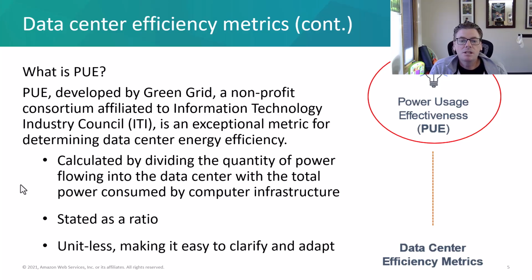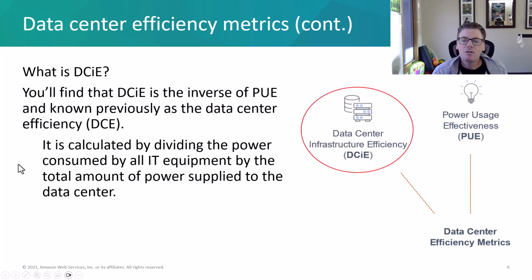All right, so the power utilization effectiveness is developed by a nonprofit. It's calculated by dividing the quantity of the power flowing into the data center by the total power consumed by the infrastructure, and it's stated as a ratio. It's easy to look at, it's easy to clarify and adapt, and it's easy for you to compare your effectiveness versus another data center. Or if you work for a company that has multiple data centers, now you can start comparing one data center to another data center, and then try to figure out why one is more efficient than the other.